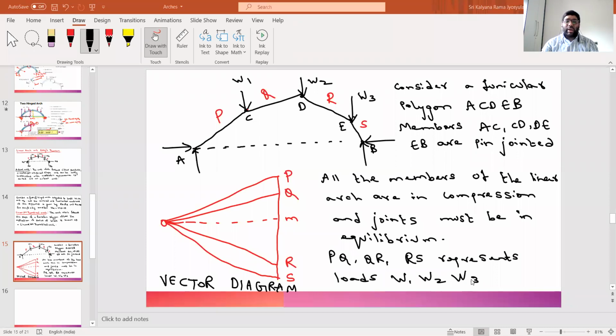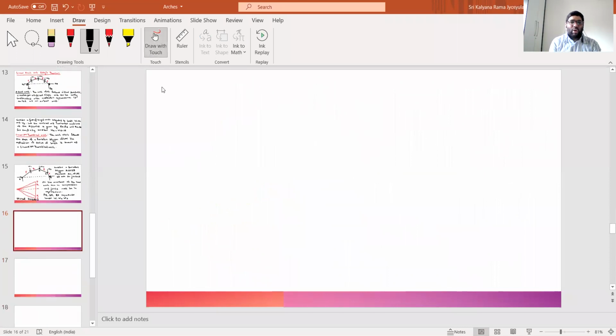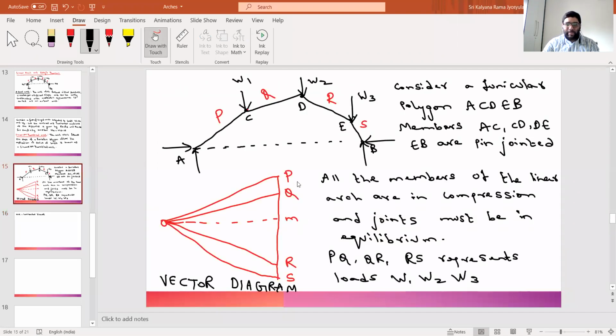Now, what is OM then? Horizontal thrust, so horizontal push. That is the horizontal thrust. And you can see MP and MS are the vertical reactions at A and B. This is one beautiful vector representation. You see here, OM represents the horizontal thrust.